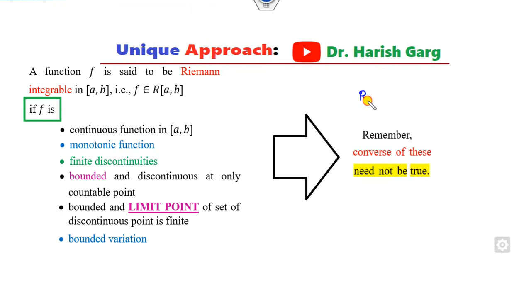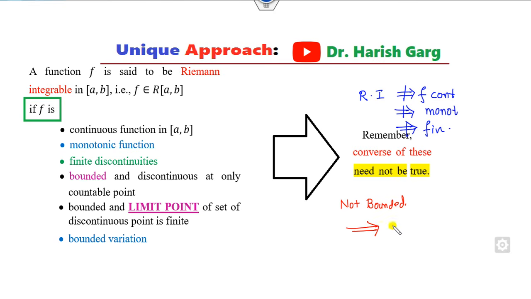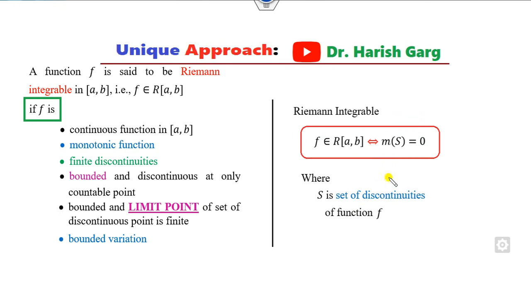It means if I say the function is Riemann integrable, it doesn't mean the function is continuous. It doesn't mean the function is monotonic. It doesn't mean it has finitely many discontinuities. Make sure if the function is not bounded, it implies the function is not Riemann integrable. Another one is the function is Riemann integrable if and only if the measure of the set of discontinuities is 0.